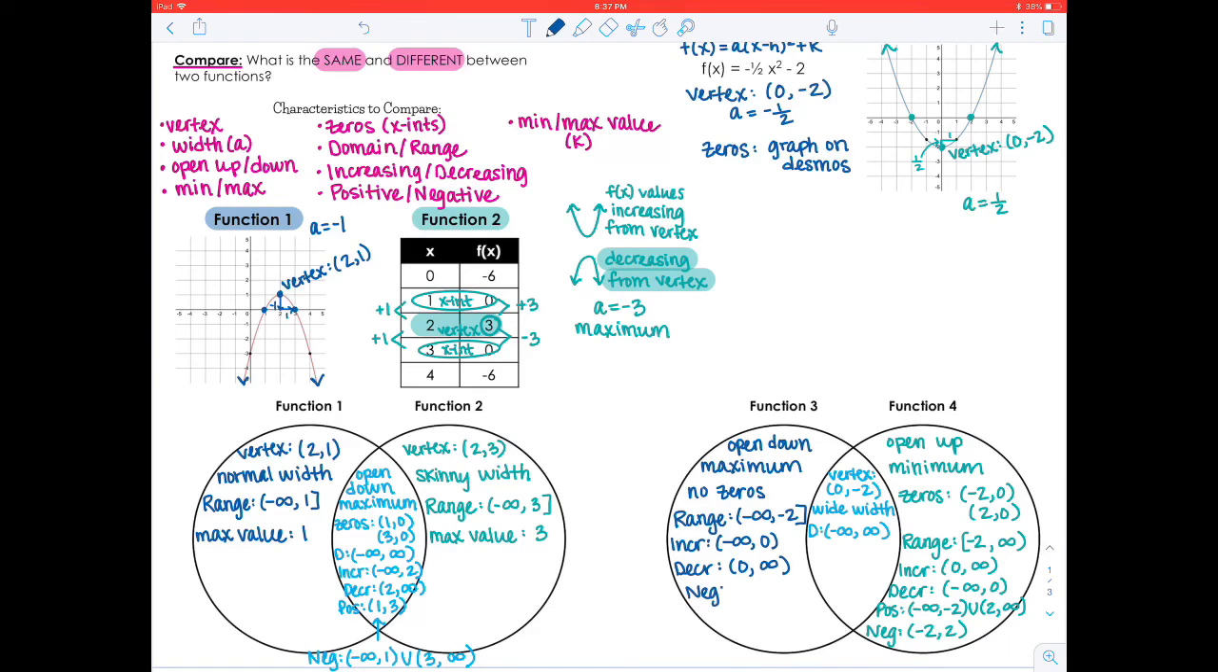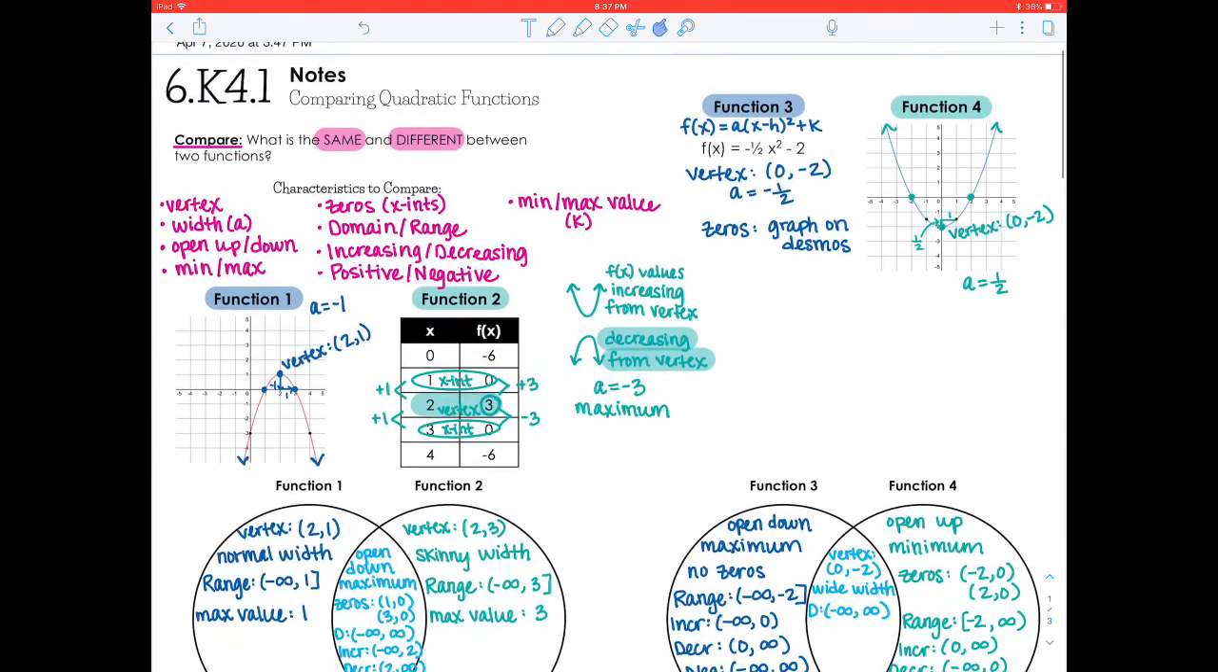So that's my negative interval. Negative infinity to positive infinity. And then if you want to make a note that it's never positive, you can do that. You wouldn't have to, it would just be implied. But let's just add it for good measure. Okay, so we've done it. We've compared two different sets of quadratic functions represented in different ways.